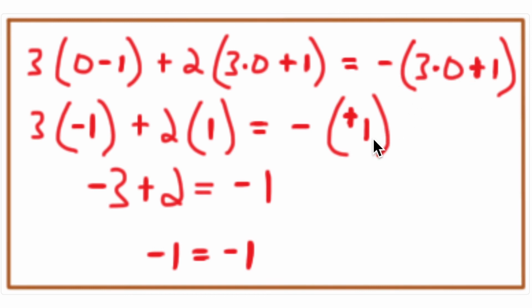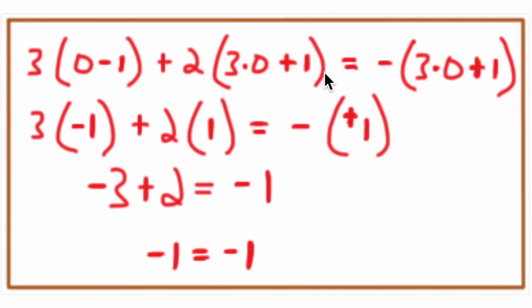This is a positive 1, but it's the opposite of a positive 1. Remember, it's negative 1 times this. So this is actually a negative 1. So negative 3 times 2 equals negative 1. I'm sorry, negative 3 plus 2. So negative 3 plus 2 is negative 1. So you end up with negative 1 equals negative 1.